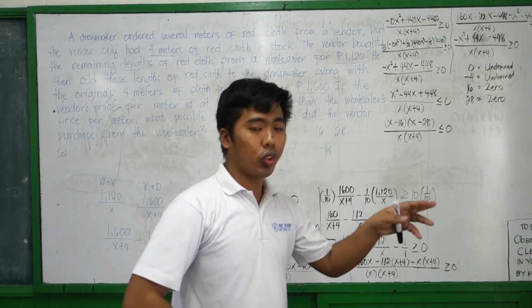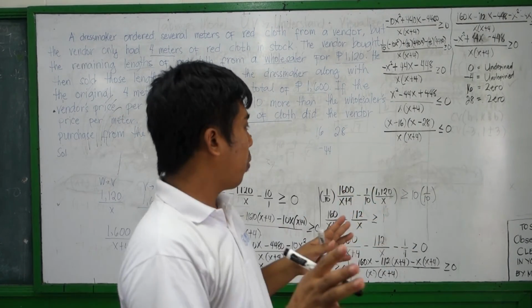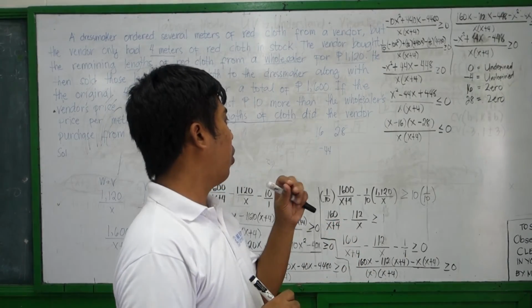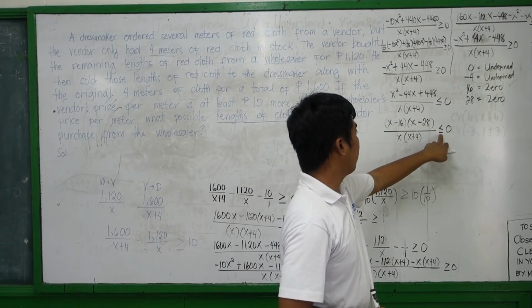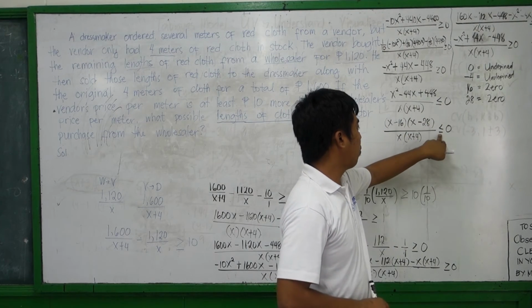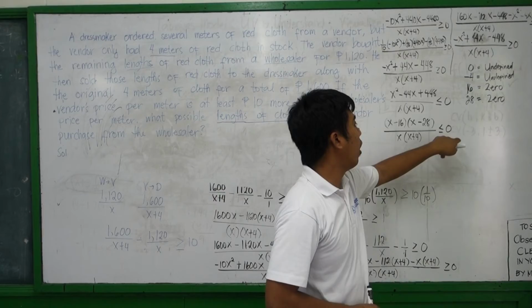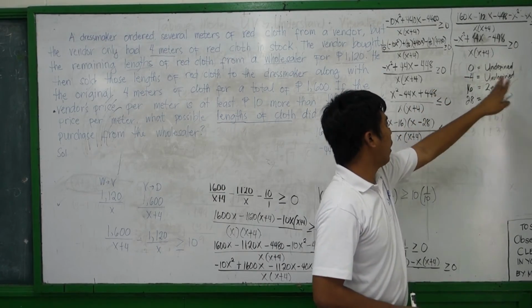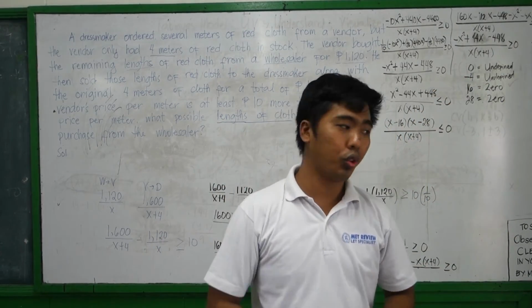16 and 28 are not part of the solution set. Oh, sorry, no. There is an equal sign there, so meaning at 16 and 28 they are allowed. Okay? Here, 0 and negative 4 are undefined, so they are not part of the solution set.